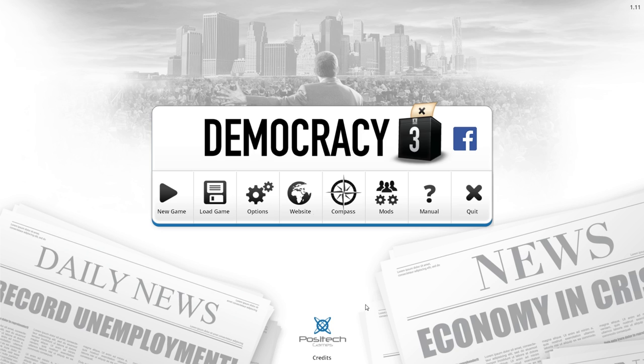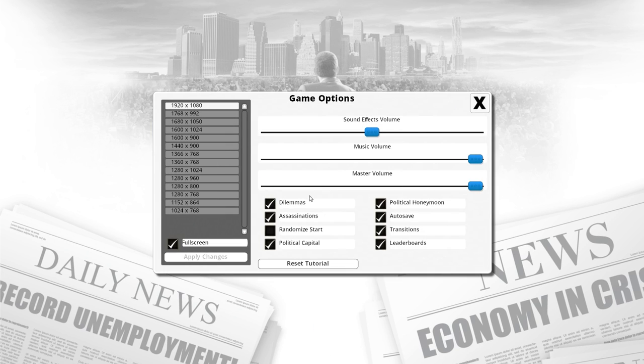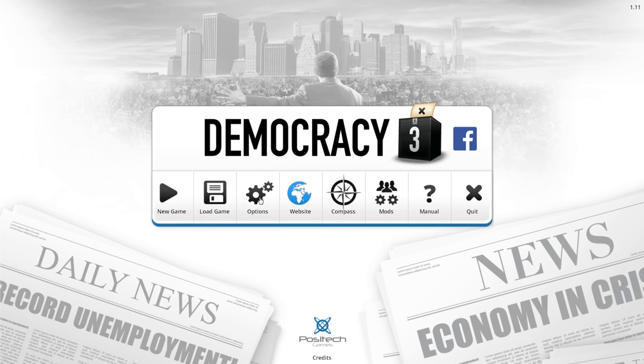Now, I will just show you the options I've set up here, and all of these are on, and I'm gonna randomize the start because I don't want the country to be too much like the country that I choose. I want it to be random and see what we have to deal with. I don't want to be able to expect anything, and everything else is fine. So, we'll just go ahead and start a new game.